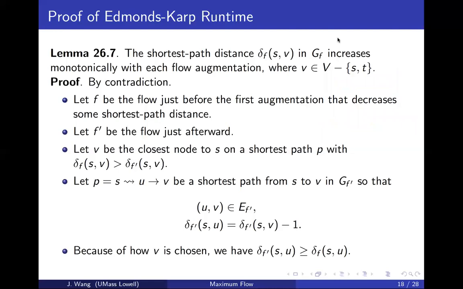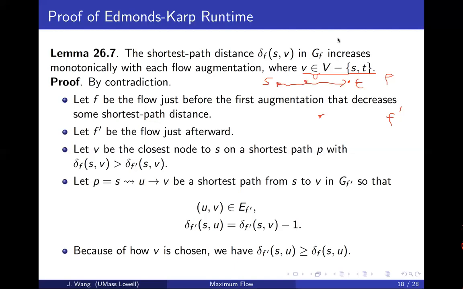So first, let's prove this lemma for any node V, which is an intermediate node from S to T. Say this is a path from S to T. For any node on this path, an intermediate node which is not S or T, let's say this is with a flow F, and F prime is the flow afterwards.